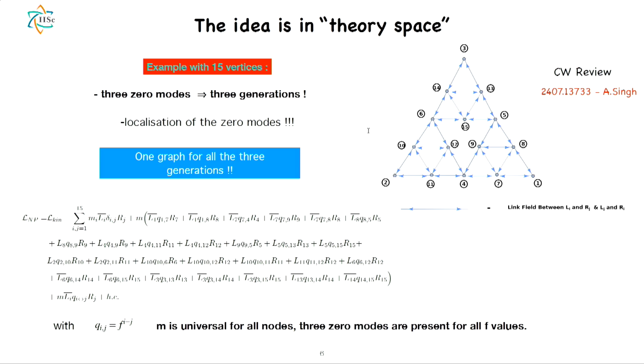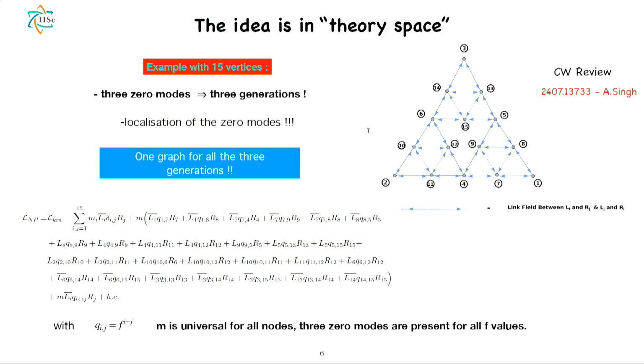Now there are formalisms such as the clockwork formalism, which also works on these theory space models, but it's a linear chain model. It does not have this 2D fractal structure. The clockwork has this left-right asymmetry: it has n left-handed fields and n plus 1 right-handed fields. Here we are putting them on the same ground. So we have 15 left and 15 right here.